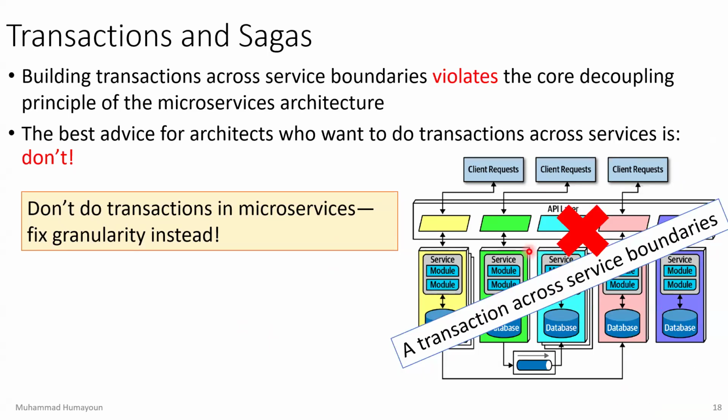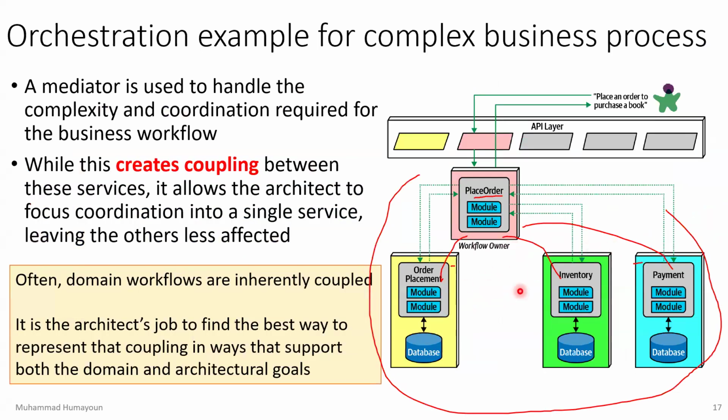And the advice is that you should not do such design. You should not develop your microservices in such a way that in order to achieve a process, you are depending on all the services. So if it is the case, then it's not microservices. You are violating the basic principles of microservices architecture style. So don't do transactions in microservices. But how can you do that? You have to fix the granularity of your services again. So if you fix them right, then you will only depend on a few services in a worst case scenario, and then it will be all right.